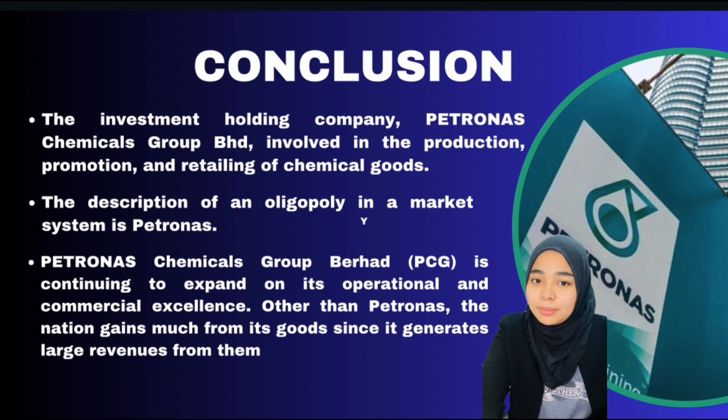So now I want to present the conclusion. In conclusion, the investment holding company Petronas Chemical Group Berhad is involved in the production, promotion and retailing of chemical goods. One business that fits the description of an oligopoly in a market system is Petronas. Besides, due to the fact that some of its products are being used in nations outside of Asia, including Egypt in Africa, Petronas has expanded both nationally and internationally since its early years.